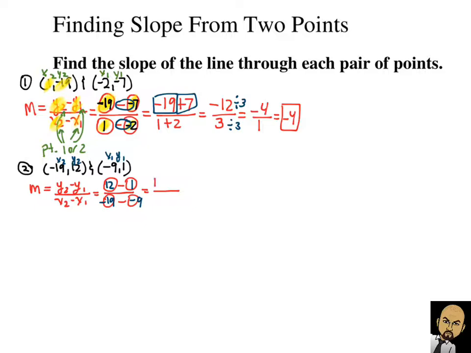So 12 minus 1 is going to be 12 minus 1. Negative 9 minus negative 19, well, we have double signs, and negative times a negative becomes a positive, and so that becomes negative 19 plus 9. And the next thing we do is we simplify our rise and our run, our numerator and denominator. 12 minus 1, well, we can do that without boxing our terms. That's going to be 11.